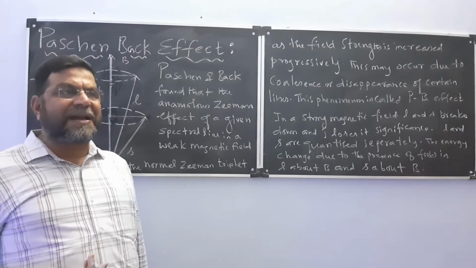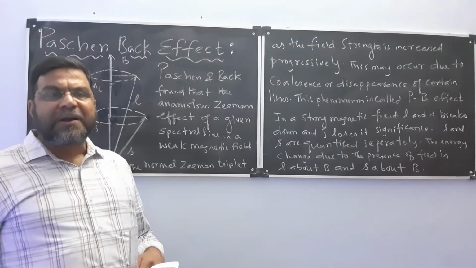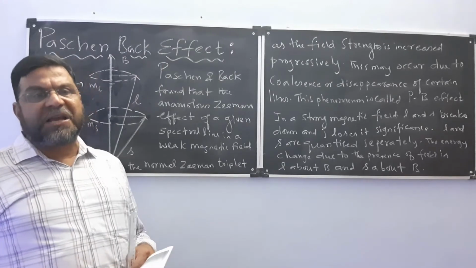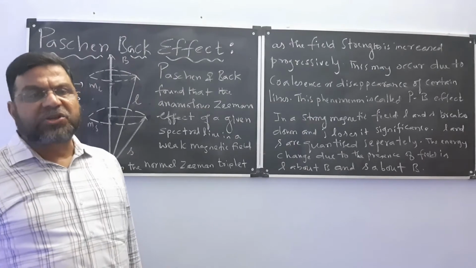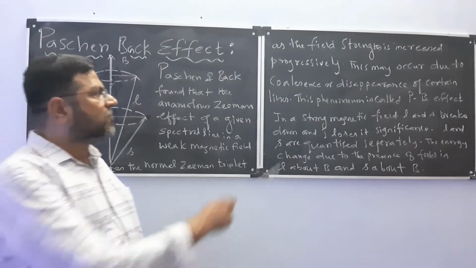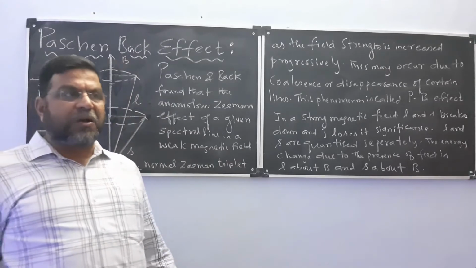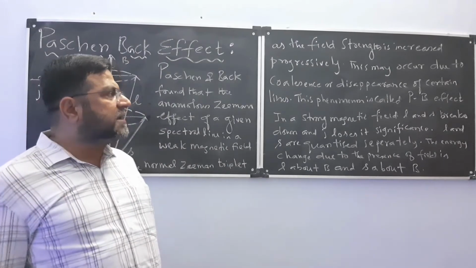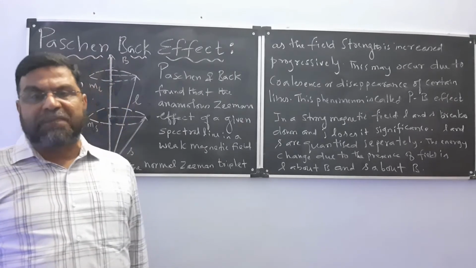Suppose there are five lines, and one or two lines may not have very good strength. So they will either combine with each other, or they will disappear due to the variation of the weak magnetic field. That is what is known as collisions or disappearance. Collisions means either they will collide with one another, or certain lines will disappear. This phenomenon is called the Paschen-Back effect.